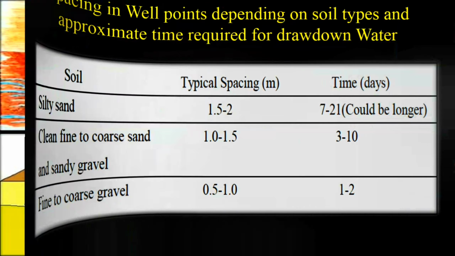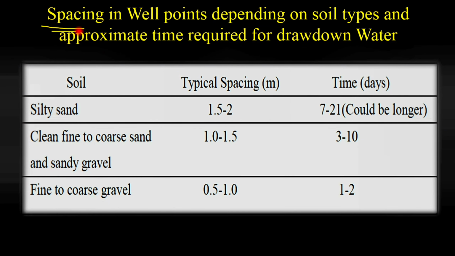Okay, so now the spacing of the well point depends on the soil type and the approximate time that can be required to draw down your water. So now consider that you have silty sand. For silty sand, the spacing in between well points is about 1.5 meters to 2 meters. And with the help of this, the time required for the dewatering looks like 7 to 20 days.